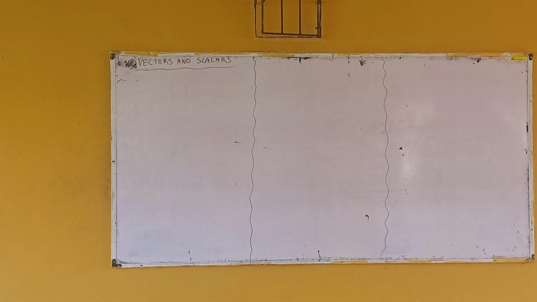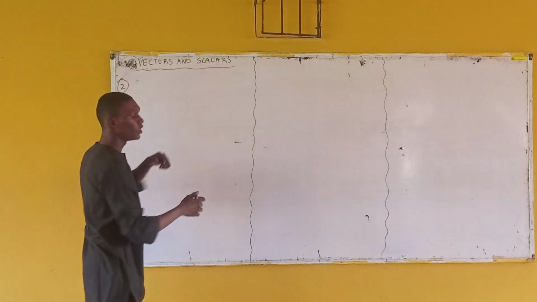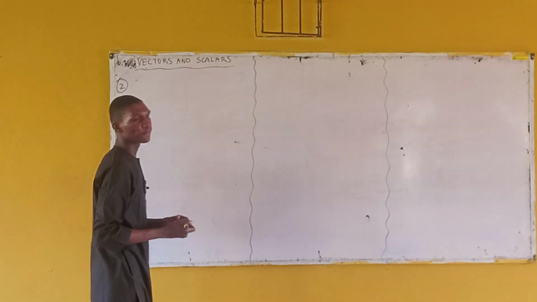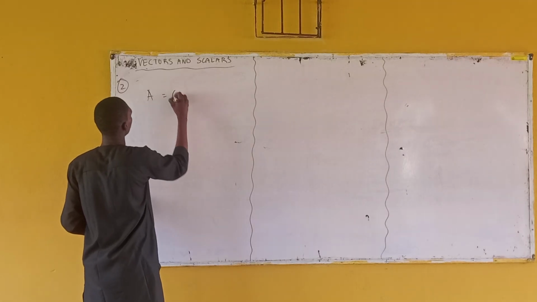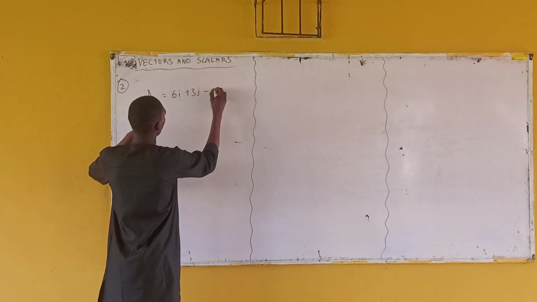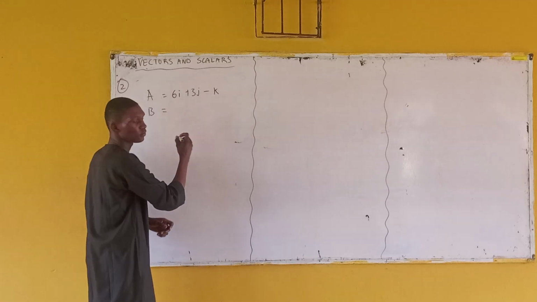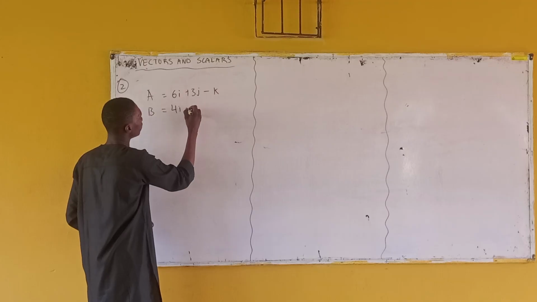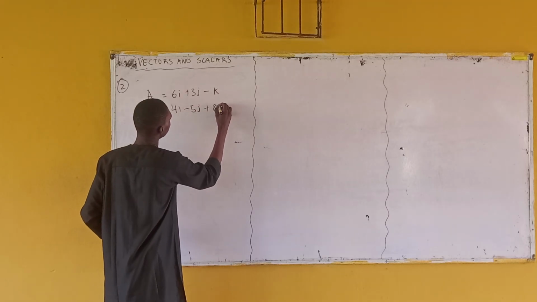Alright, for the next question, number 2. Given two vectors, vector A is equal to 6i plus 3j minus k. B is equal to 4i minus 5j plus 8k.